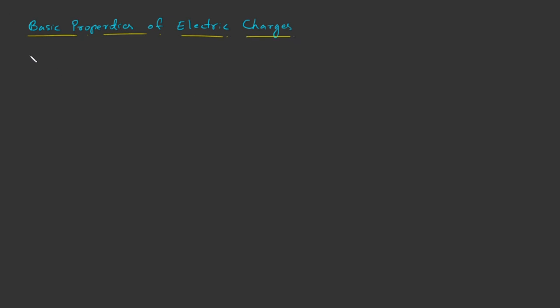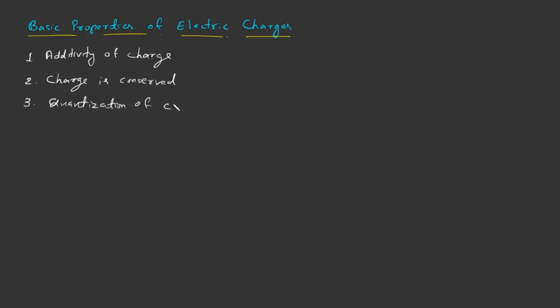There are three basic properties of charges. They are 1. Additivity of charge, 2. Charge is conserved, and 3. Quantization of charge. So let us understand each one. First, additivity of charge.